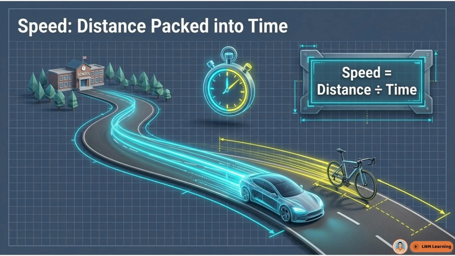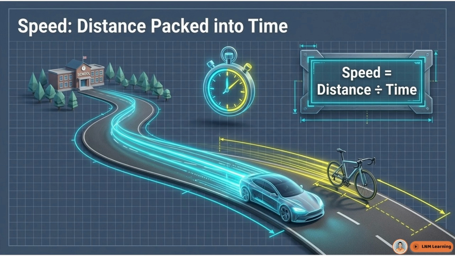Now let's understand the concept of speed. A car and a cycle leave home together. The car reaches school first. We say it's faster. But faster means what exactly? It covers more distance in the same time. So speed is equal to distance divided by time. We measure it in kilometers per hour on the road or meters per second in science. So whenever you say that's fast, you're really talking about distance packed into time.